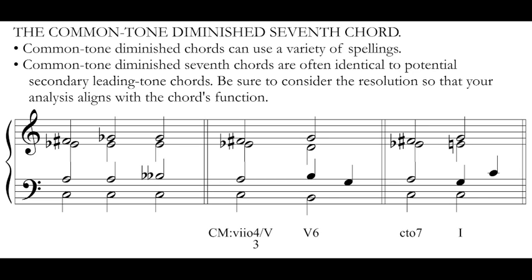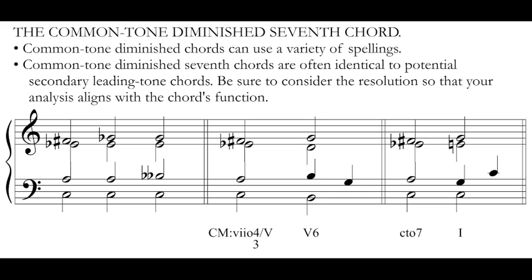Common tone diminished 7th chords also can be identical to secondary leading tone chords. When we look at these chords, we want to make sure we're looking at the harmonic context. Make sure we're considering the resolution of this chord so that our analysis aligns with the chord's function. If we look at the next 2 examples here, we can see they both start with the same chord, an F sharp fully diminished 7th chord, F sharp, A, C, and E flat. But as you can see, I've analyzed it in different ways because it resolves in different ways.